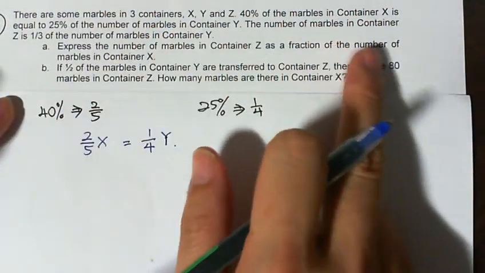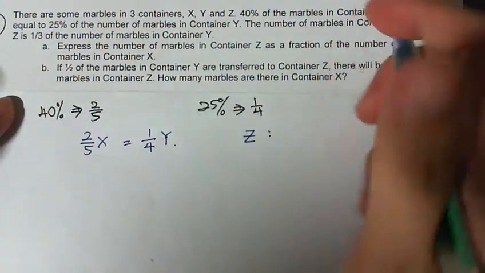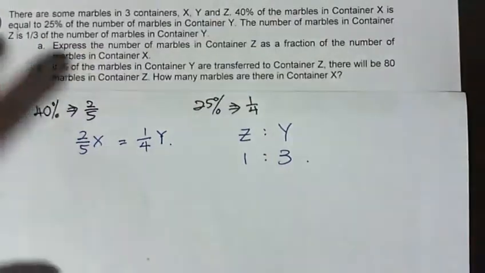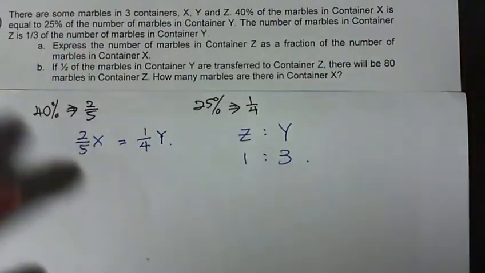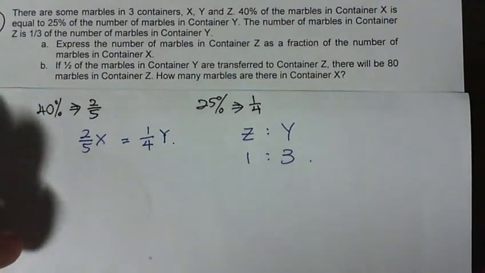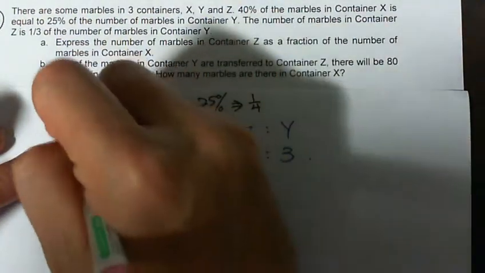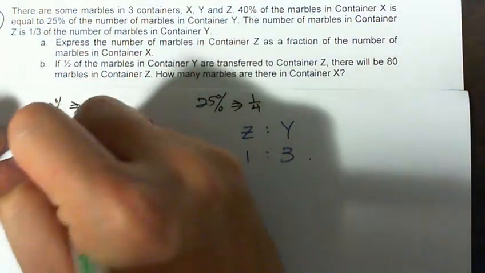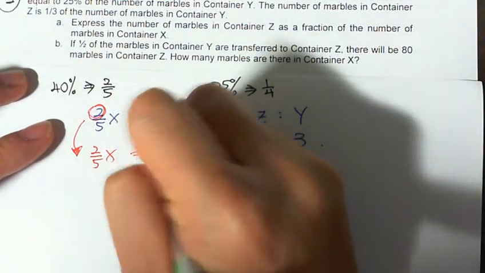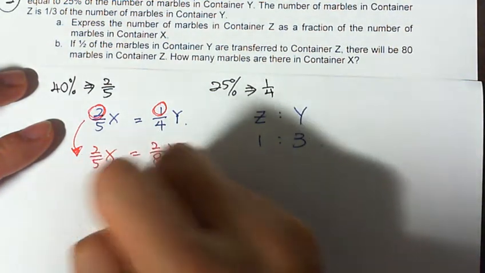The number of marbles in container Z is 1/3 the number of marbles in Y. So Z to Y is 1:3. Okay, so basically I have my ratio in already. Now the problem is this: when I have a question like this, you have to know that the numerator should be made the same. So in this case, as I explained in class quite a few times already, 2/5 X equals 2/8 Y. So X to Y is actually 5:8.